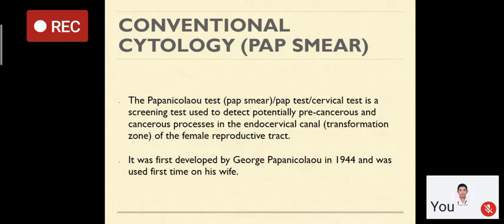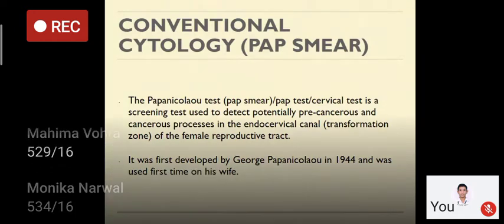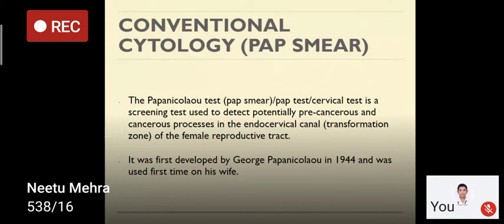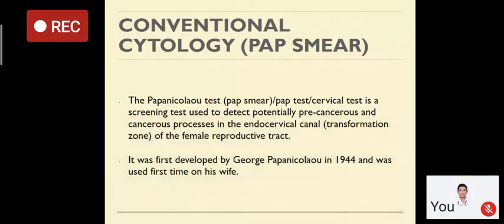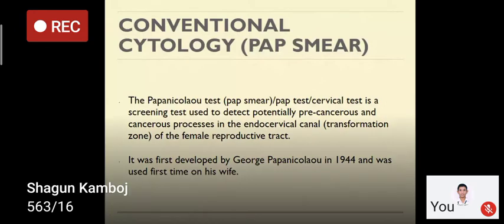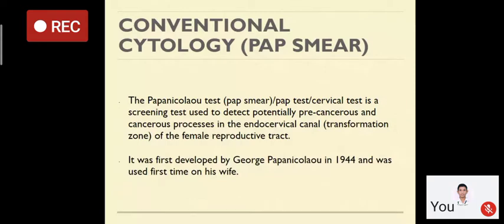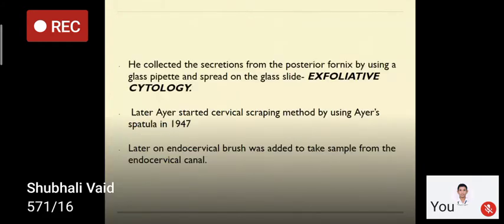Now let's take one by one the screening methods. First is the pap smear. The pap smear, or the conventional cytology, is a screening test to detect potentially precancerous or cancerous processes in the endocervical canal and the transformation zone of the female reproductive tract. It was developed by George Papanicolaou in 1944 and was used first time on his wife. So the name pap smear comes from the person who discovered this test.